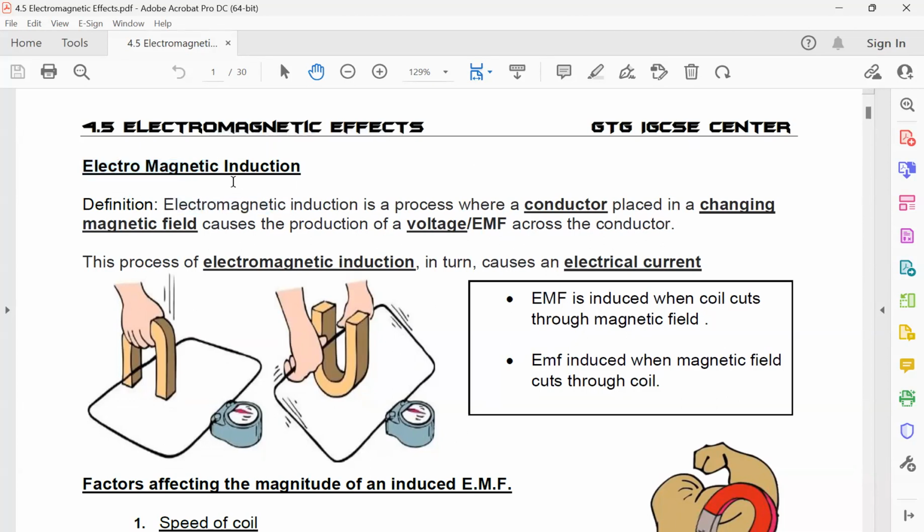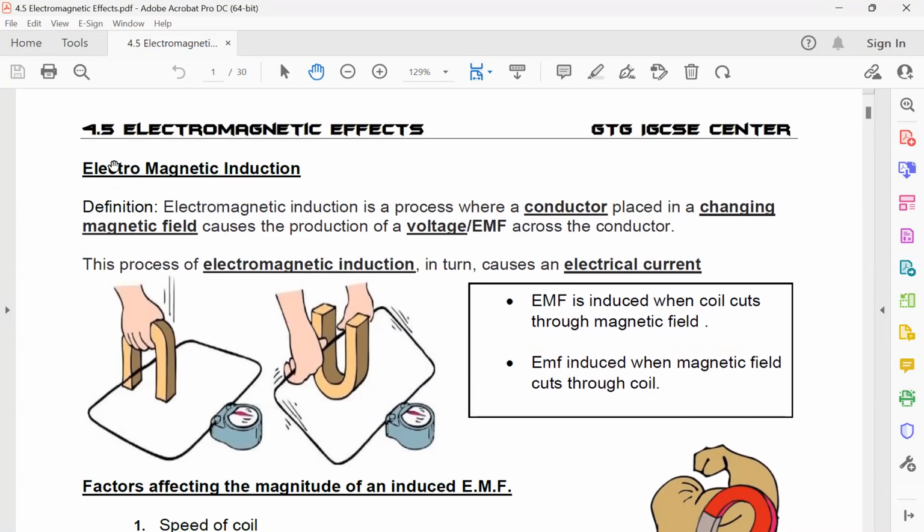The reason why I split it up is because I want you to look at it part by part. To induce is to create. Also, when I say electromagnetic induction, I'm creating electricity with the help of magnetic fields. I repeat, electromagnetic induction literally means to create electricity with the help of magnetic fields. This is a very important concept.